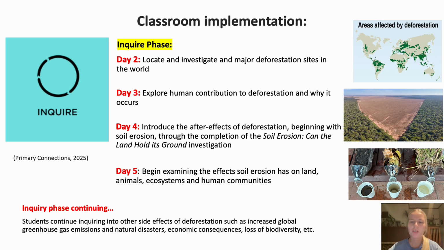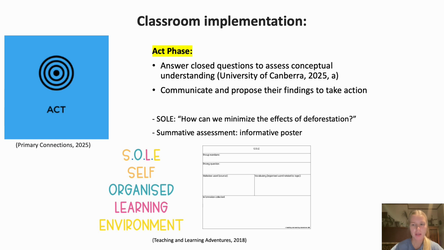Day 2 to 5 would focus on the inquire phase and will begin unpacking the unit's essential question. Students would engage in critical thinking, respond to probing questions, and adopt a researcher's mindset to gather and organise information from various sources. At the end of the unit would be the ACT phase, where students apply their learning, communicate their findings, and take meaningful action to advance science and positively impact the community. Students could participate in a SOL activity where they would work collaboratively to answer the question, how can we minimise the effects of deforestation? Their findings could then be transformed into an informative poster to be displayed at school or in local shops, raising awareness about deforestation and encouraging community involvement as a form of summative assessment.